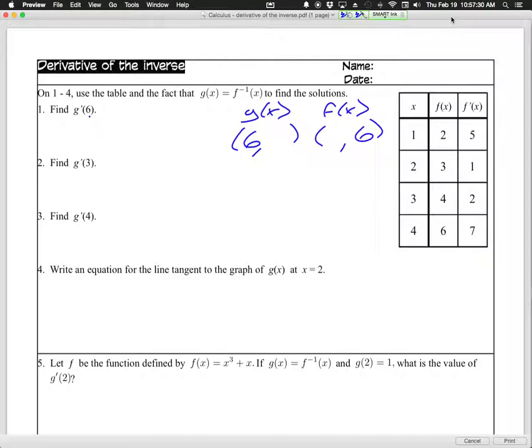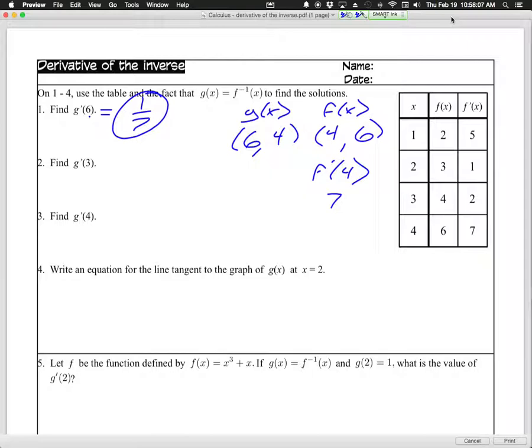Now what? I need to find the x value of f. So it's 4. So the x value of f is 4, which means the y value of g is 4. Everybody okay on finding that 4? Yes. Okay? So now what do I want? So it's 1 over f prime of 4. Alright, so I want to find f prime of 4, and f prime of 4 is 7. So that means this solution is 1/7.